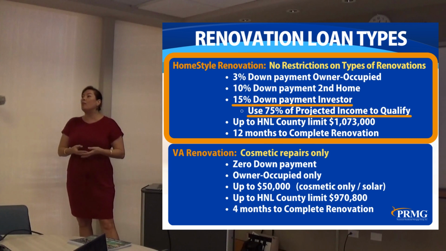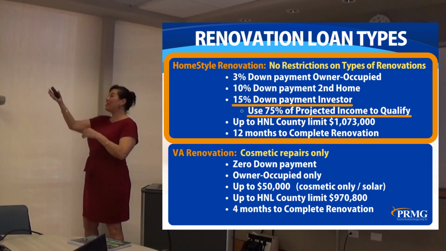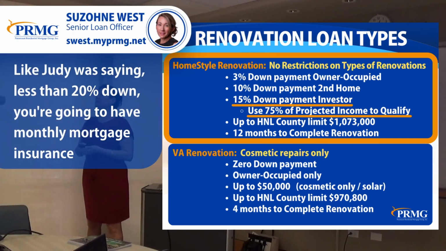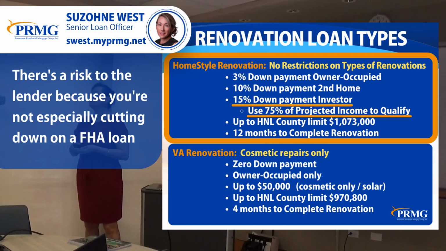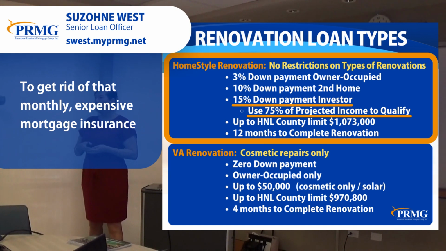Does anybody know what mortgage insurance is? The private mortgage insurance. Yes, private mortgage insurance. Go ahead, Suzanne. Whenever, like Judy was saying, less than 20% down, you're going to have monthly mortgage insurance, because it's a risk to the lender, because you're not putting as much money down. On an FHA loan, it is for the lifetime of the loan. You would have to refinance or sell the home to get rid of that monthly expensive mortgage insurance.